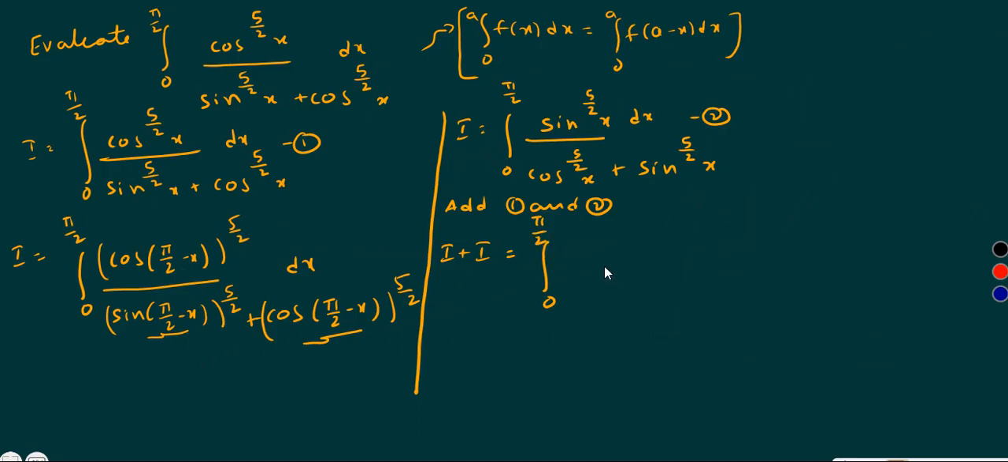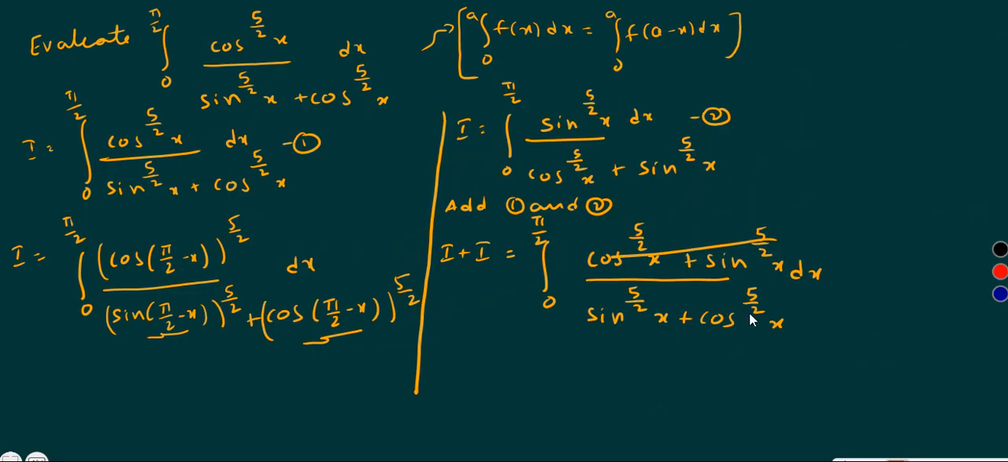Same here, the denominator is the same in 1 and 2. So the denominator is sin power pi by 2 x plus cos power pi by 2 x. What are the numerators? Cos power pi by 2 x plus sin power pi by 2 x dx. Here see, both numerator and denominator cancel. So integration dx means what? X. What are the limits? 0 to pi by 2.